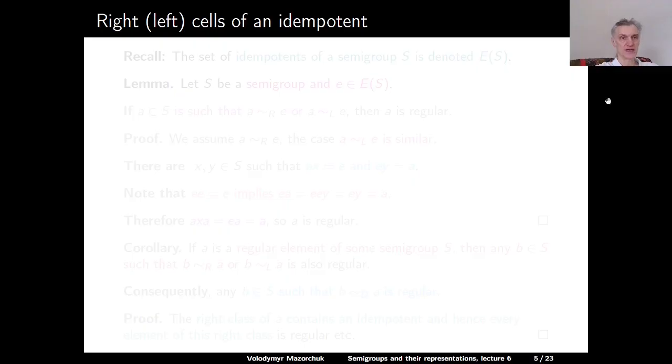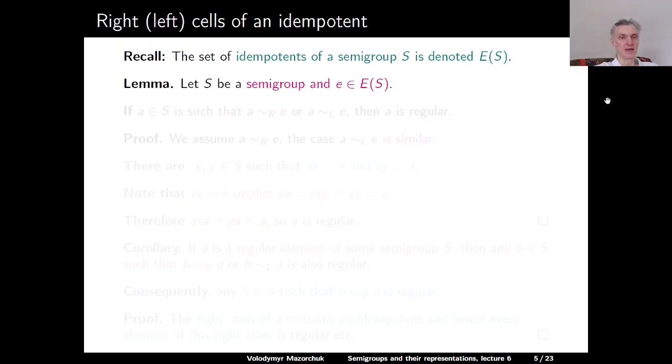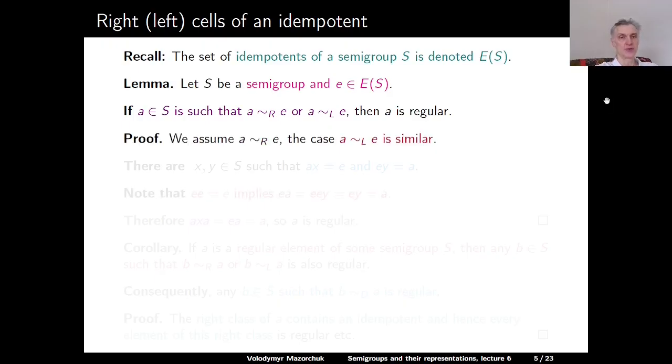Now let's look closer at the right and left classes of idempotents in a semigroup. Recall that the set of all idempotents of the semigroup S is denoted by E(S). Lemma: let S be a semigroup and E an idempotent in S. If A is an element in S which is either right or left equivalent to E, then A is a regular element. So any element which belongs either to the right class or to the left class of some idempotent is a regular element.